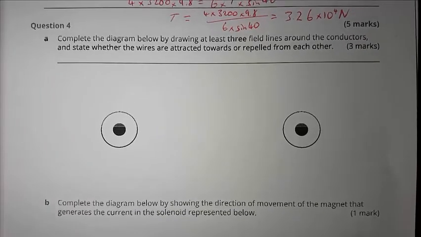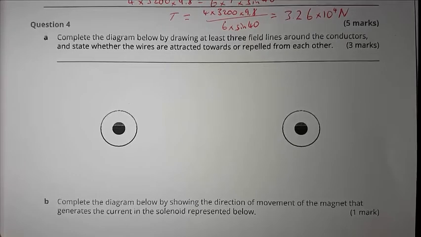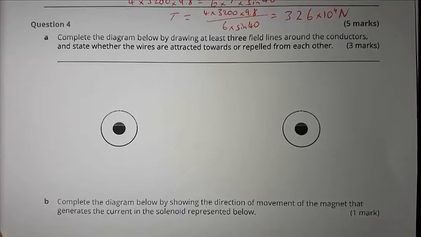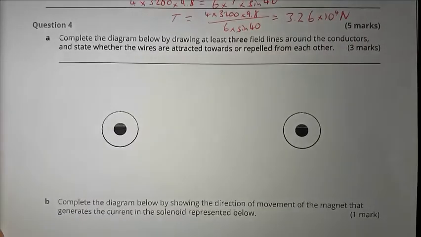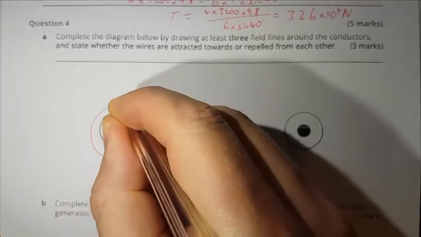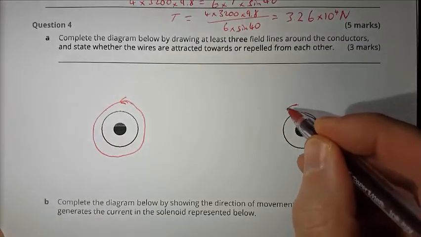Alright, what have we got? Pretty straightforward question here about drawing your field lines. Use your right hand rule so it's coming out from the page, so your thumb should be sticking out like that. If that's the case, you're going to have your field lines coming around like so. And the same thing for this one.